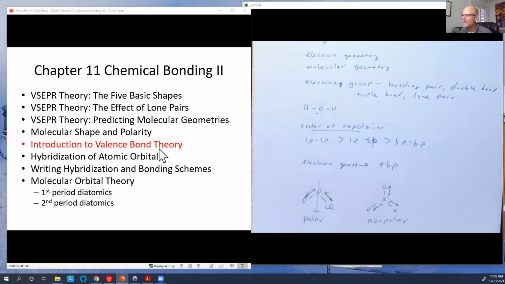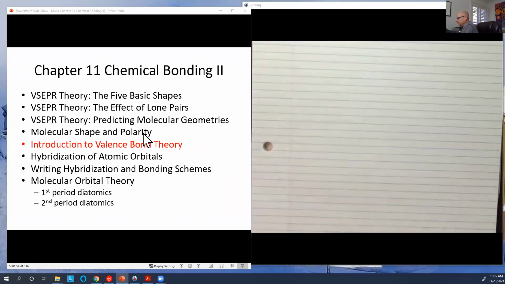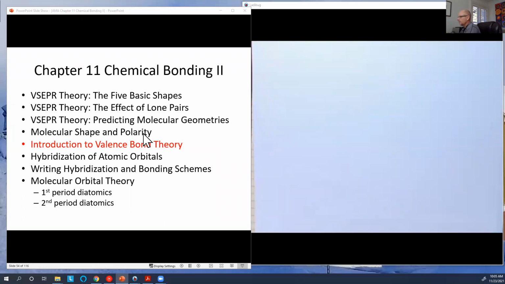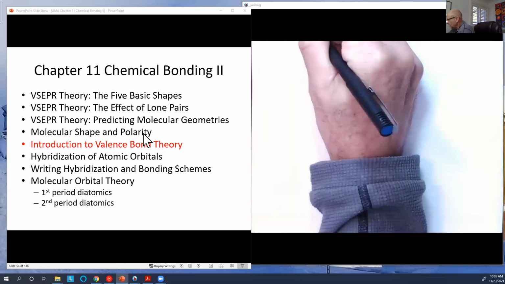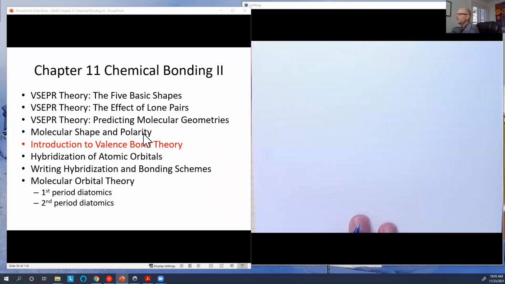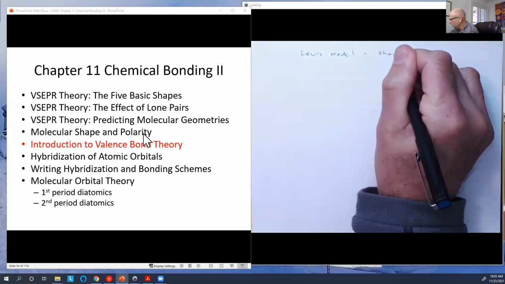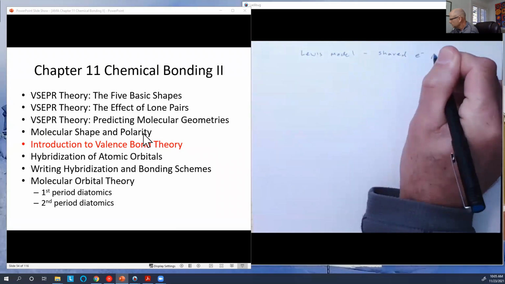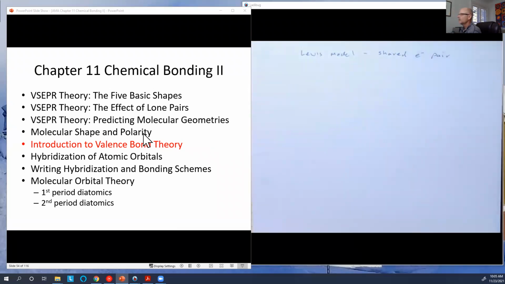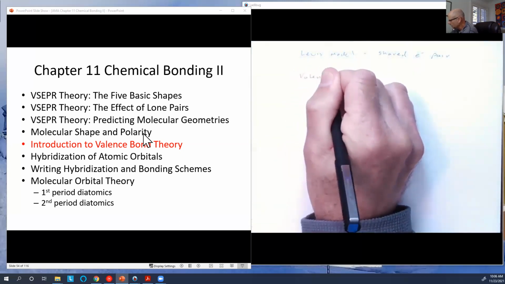Next we will look at the second of our 3 bonding theories. Remember that our 3 bonding theories are going to be the Lewis model, which we've just covered, where the chemical bond is a shared electron pair. Our next model is going to be the valence bond model, or valence bond theory.